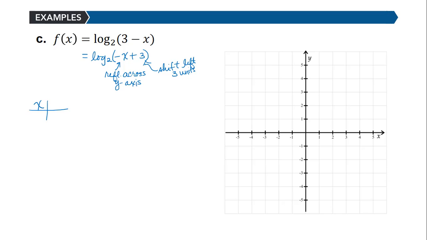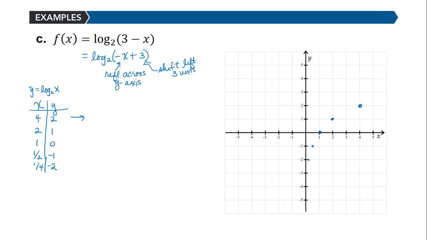So again, we're going to think about our basic log function. So y equals log to the base 2 of x. And that was including the points 4, 2; 2, 1; 1, 0; 1 half, negative 1; and 1 fourth, negative 2. So when I think about the order that I need to perform these transformations, I'm going to need to shift left and right and then reflect across the y-axis. Okay, so we do the x change and then the y-axis change.